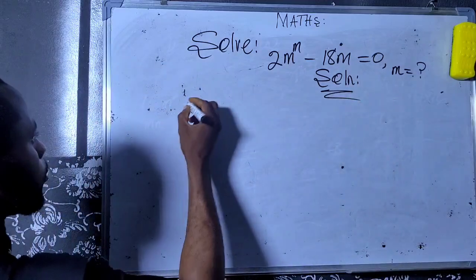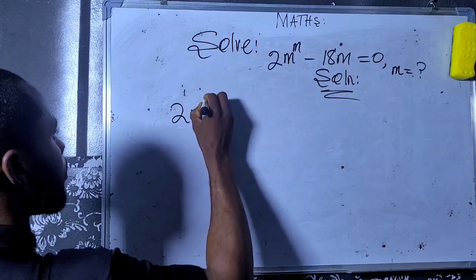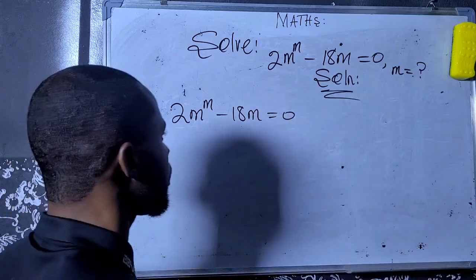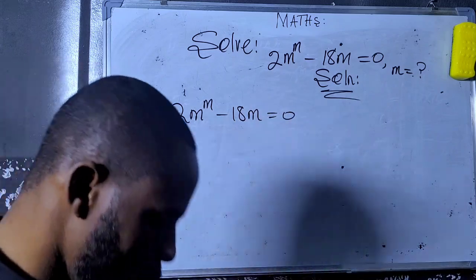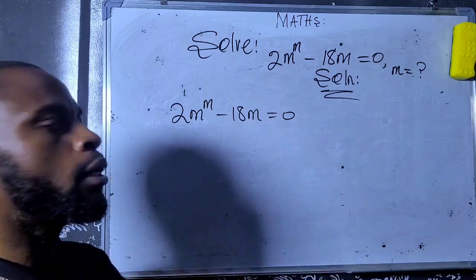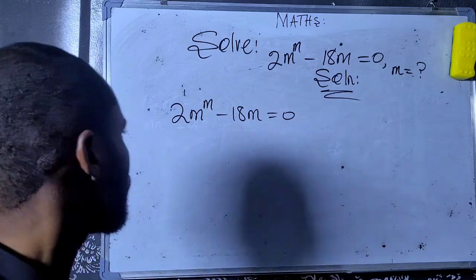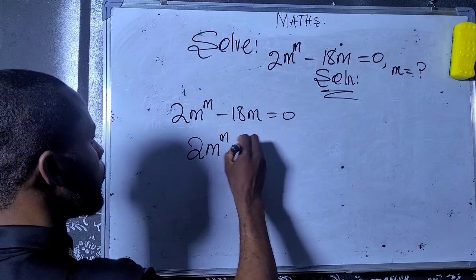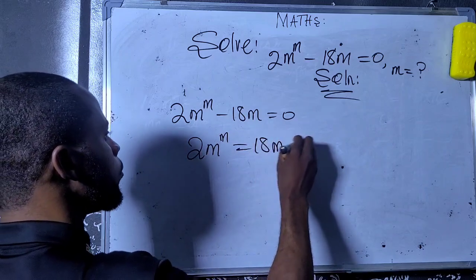I bring out the question down here. We have 2m to the power of m minus 18m equals 0. The first step we are going to take is to move 18m to the right hand side of the equation, and the equation becomes 2m to the power of m equals 18m.